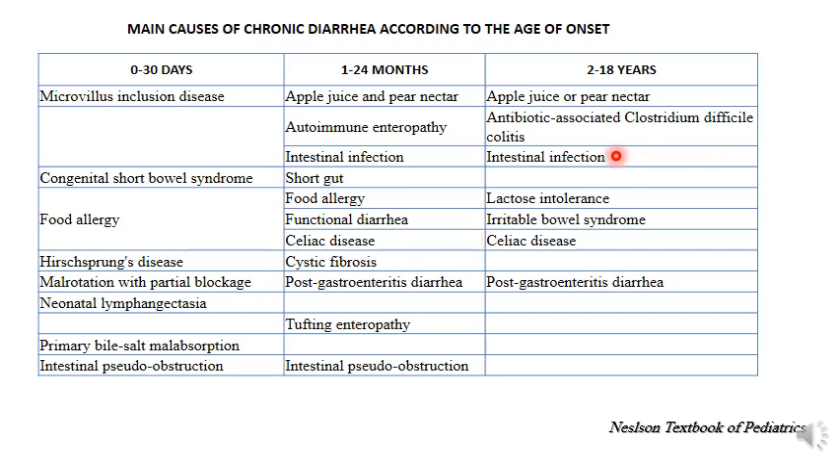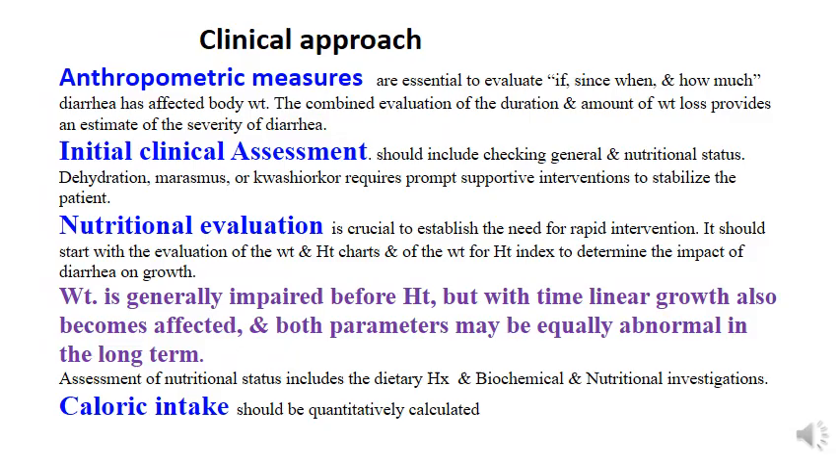In children more than 2 years, causes may include apple juice or pear nectar, antibiotic-associated Clostridium difficile, intestinal infection, lactose intolerance, irritable bowel syndrome, and also here celiac disease may be presented in this age group. So clinical approach, as I told you before, you take proper physical examination and history taking.